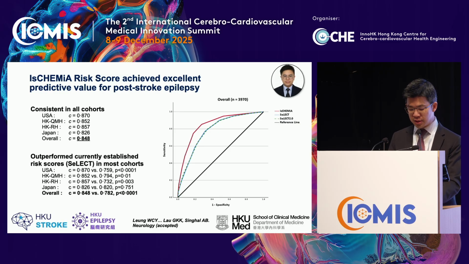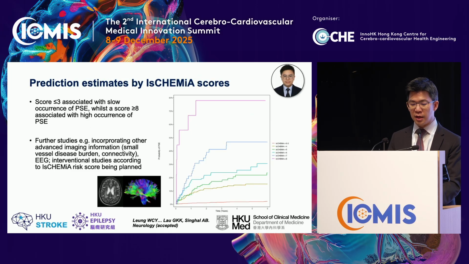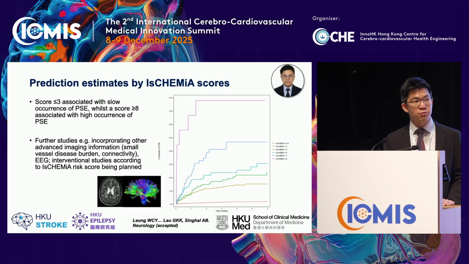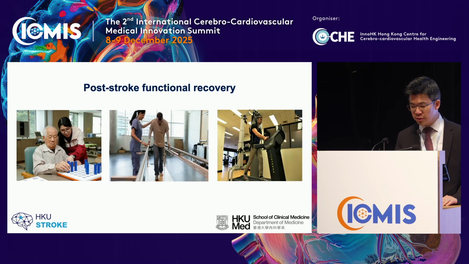But interestingly, I think hemosiderin, we learned, is actually very epileptogenic, and this is something in the risk score that was different compared to other risk scores. But we are doing further studies looking into whether incorporating other imaging information can also help to improve the risk prediction and so on.